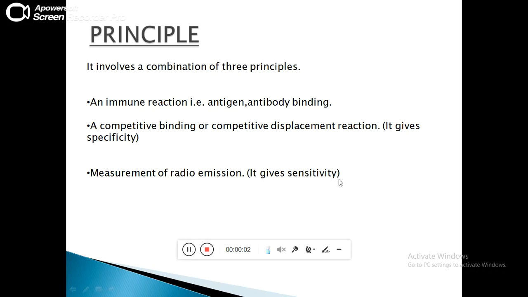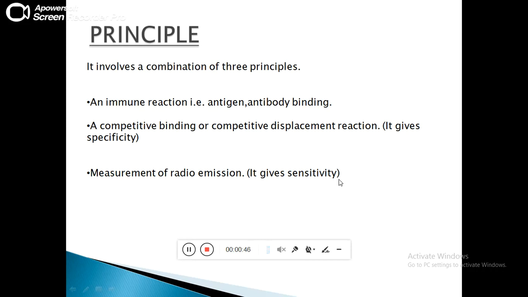Moving on to the principle of radioimmune assay, it involves the combination of three principles. Firstly is an immune reaction, second is a competitive binding or competitive displacement reaction, and the third is the measurement of the radio emission. In an immune reaction, as we are already aware, a specific antigen will bind to a specific antibody, leading to the generation of a complex called an antigen-antibody complex, which takes place in this technique. Further, a competitive binding or competitive displacement reaction involves a competition between two similar types of antigen. The only difference between the antigens is that one is radio-labeled while the other is free or unlabeled.